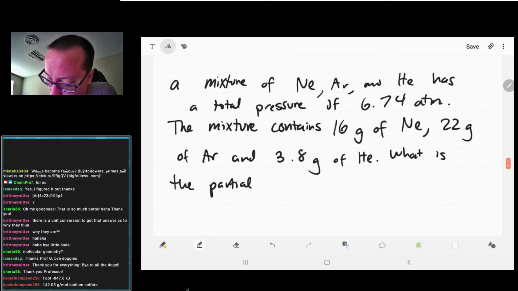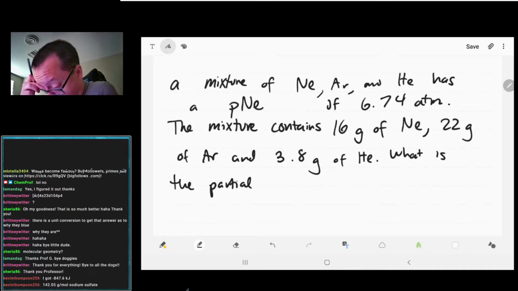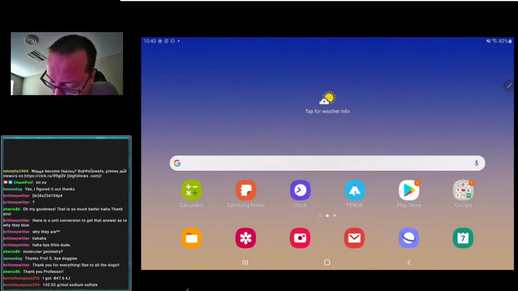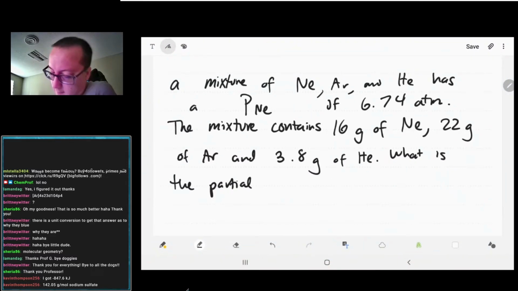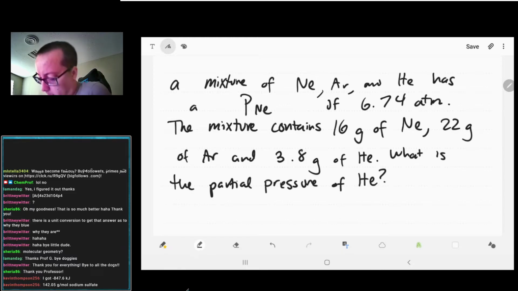Actually, I think what she's saying is slightly different. Except let me put those the correct way. Okay, there we go. I think this is the kind of thing she's looking for, where we're given the partial pressure of one gas within a mixture, and we're trying to find the partial pressure of a different gas in that mixture.